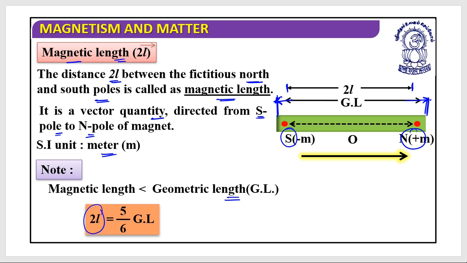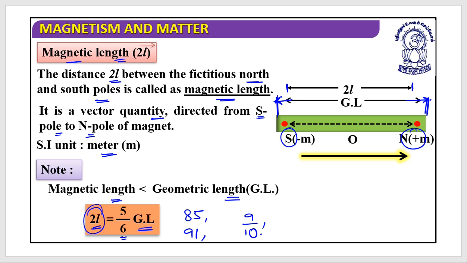And always here, magnetic length is equal to 5 by 6 times the geometrical length. 5 by 6 is approximately 85 to 91 percent, because certain authors have written it as 85 percent, certain authors have written 91, and some write 9 by 10, that is 90 percent. So it varies from author to author, but it is approximate. But we must be sure of this, that magnetic length is less than geometrical length.